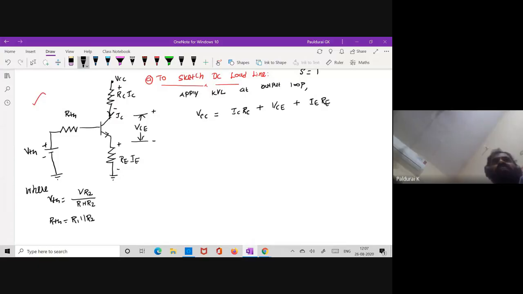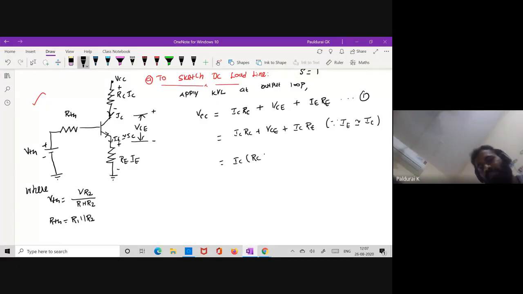So we developed the KVL equation. Take it as equation number 1. But IE is almost equal to IC, so this can be written as IC into RC plus VCE plus IC times RE, since IE is almost equal to IC. Taking IC common, IC times (RC plus RE) plus VCE equals VCC. This is equation number 1.